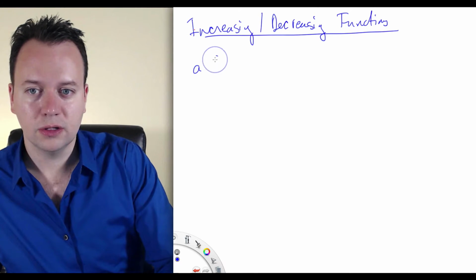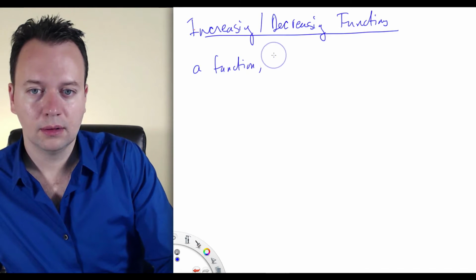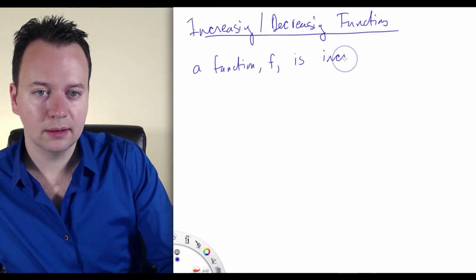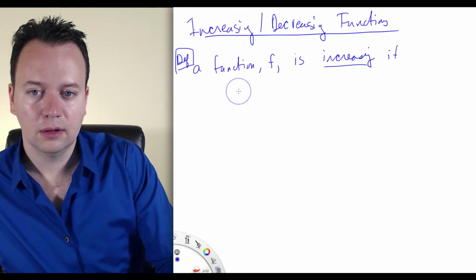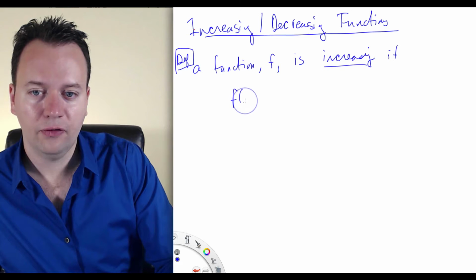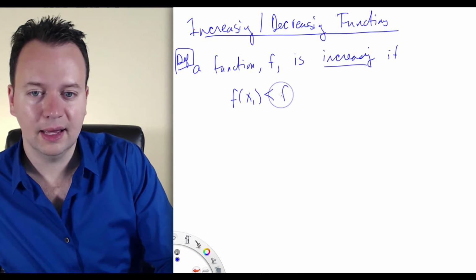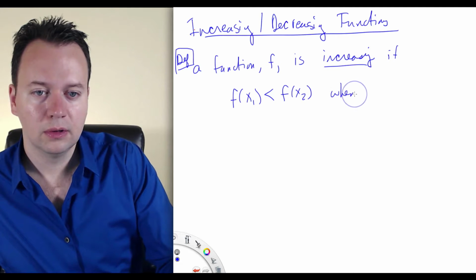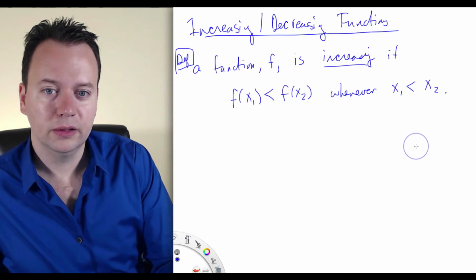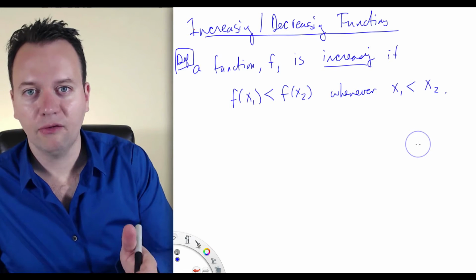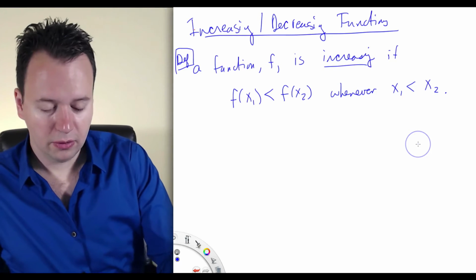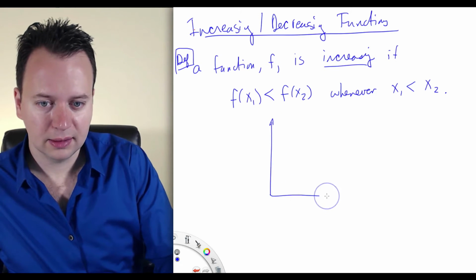We say that a function f is increasing if, here is the definition, f of x1 is less than f of x2 whenever x1 is less than x2. In other words, the function's outputs must increase whenever the x values become greater. We can look at an example of this.